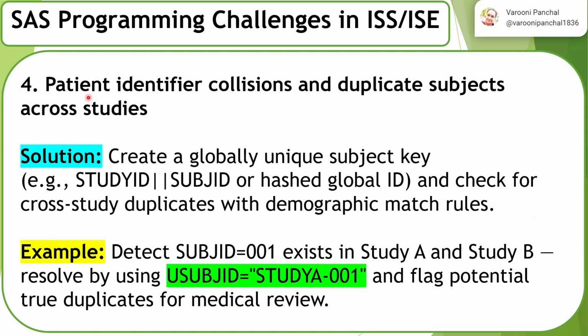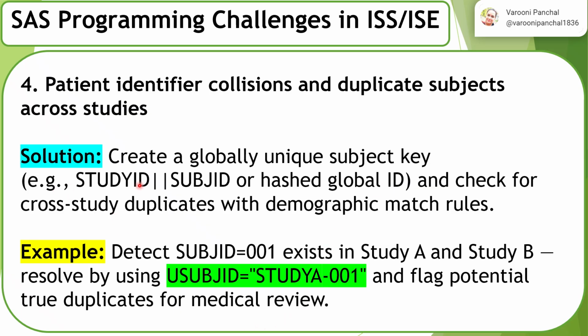Number 4, patient identifier collisions and duplicate subjects across studies. Now, you will see in most of the 12 studies, the patient numbers are the same, and there could be duplicate subjects across studies, right? So how do you handle this specific challenge?